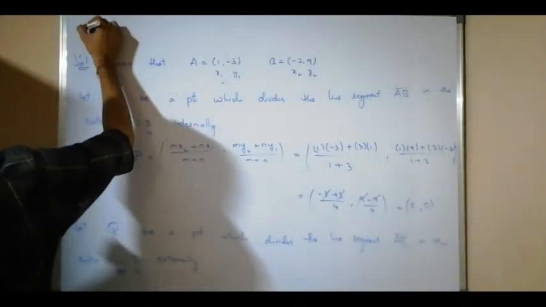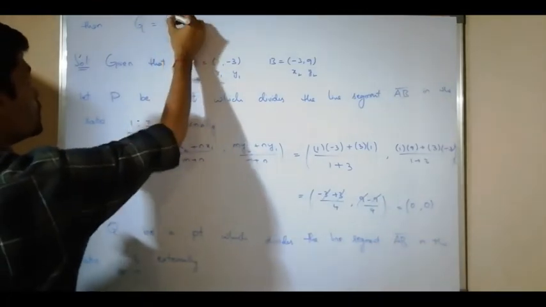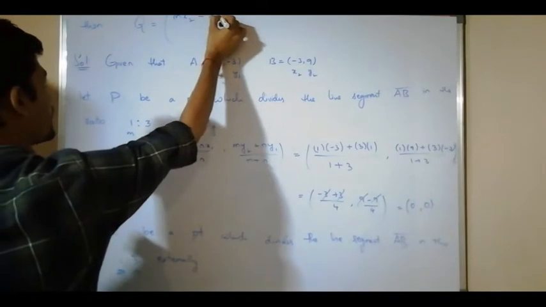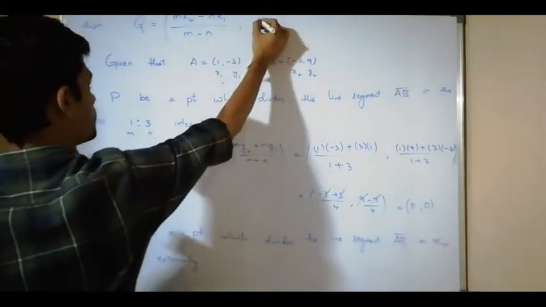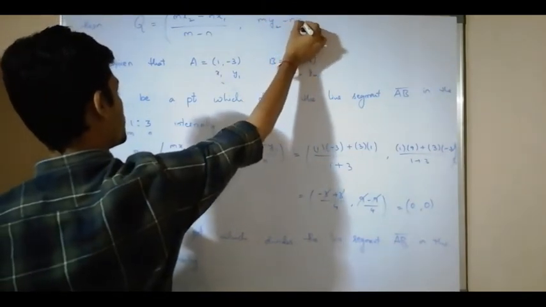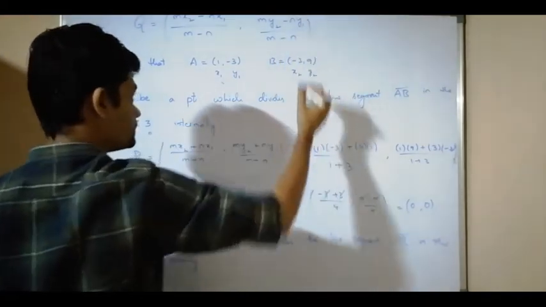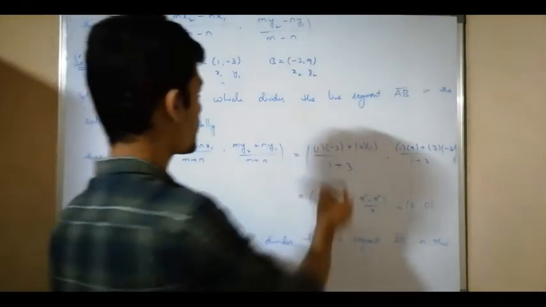Then Q is equal to (mx2 minus nx1)/(m minus n), comma, (my2 minus ny1)/(m minus n). This is the formula for the external point.